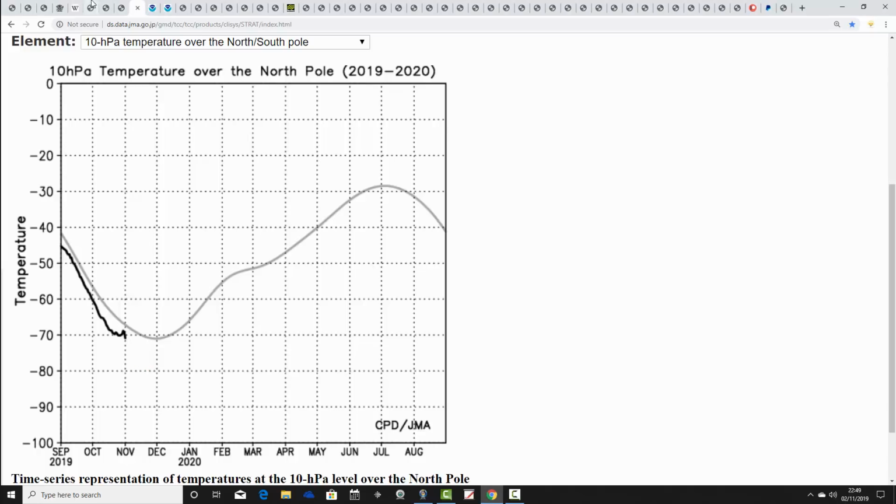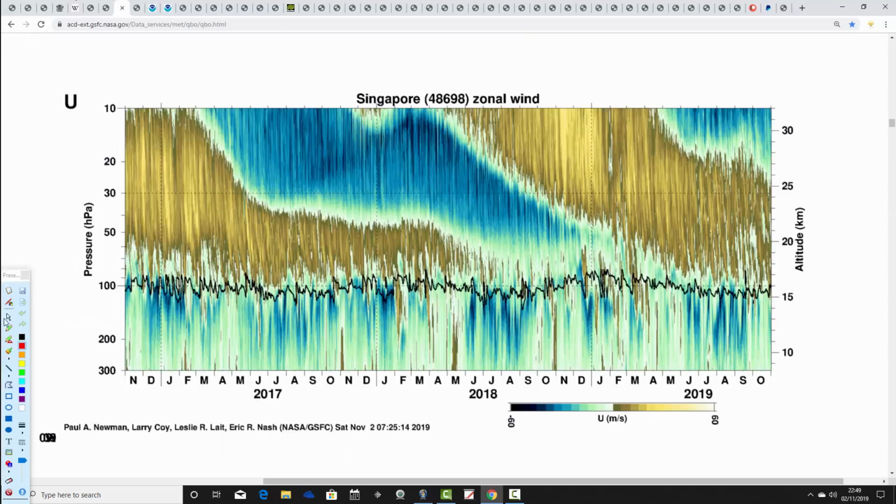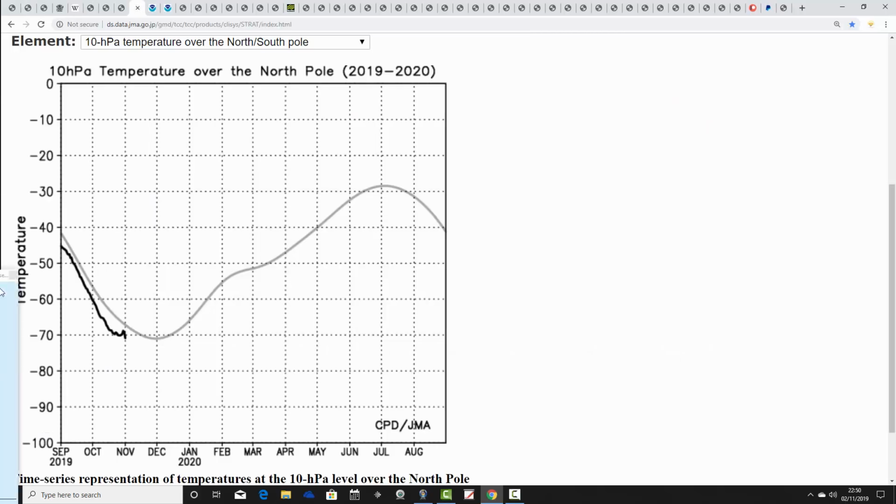As I say, 10 HPA, if you think of it as kind of up there in the stratosphere, one of the top levels of the atmosphere, right at the very top. So that's how the temperature is currently looking at 10 HPA. It's around minus 70, indicated by that black line. It's a little bit under average. The grey line is a trend for this time of the year. So the temperature at 10 HPA is a little bit cold now.